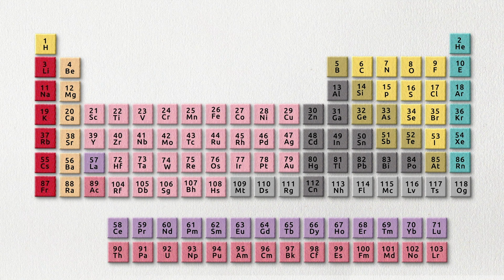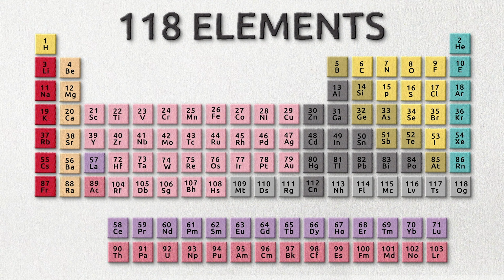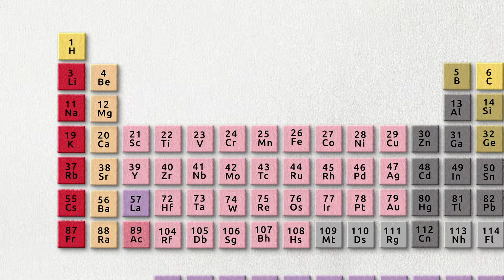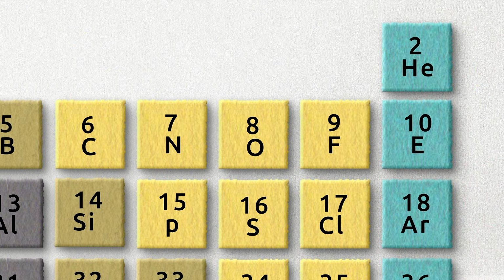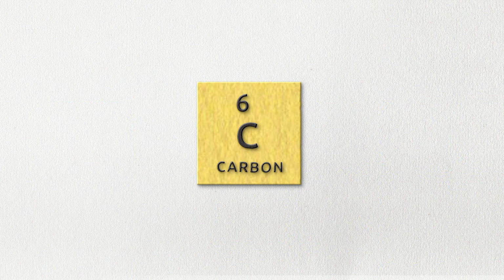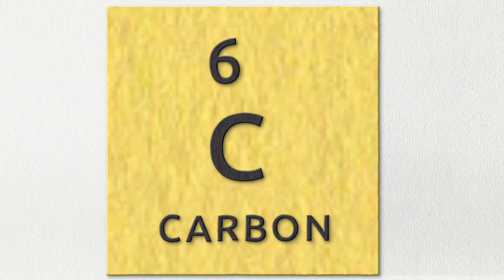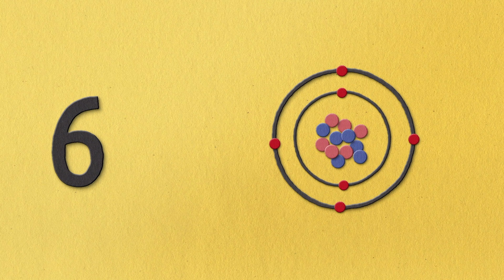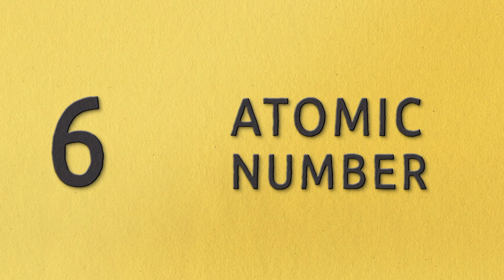But first, this. Remember that a chemical element is represented by any of those 118 boxes on the periodic table of elements. Some examples are hydrogen, oxygen, nitrogen, and carbon. So let's look at carbon as an example. Carbon is element number 6. That number 6 is significant because it represents the number of protons in the nucleus of one atom of the element carbon. And that number 6 is referred to as the atomic number.